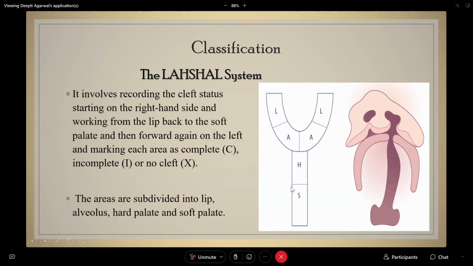Then we have the most common, the LAHSAL system, which is an acronym for clefting of lip, alveolus, hard palate, soft palate, and again going towards hard palate, alveolus, and lip. So here the areas are again subdivided into lip, alveolus, hard palate, soft palate, and it involves recording the cleft status starting from the right side. Right side lip, working back to the soft palate, and then forward again on the left, marking each area as complete or incomplete cleft or no cleft.